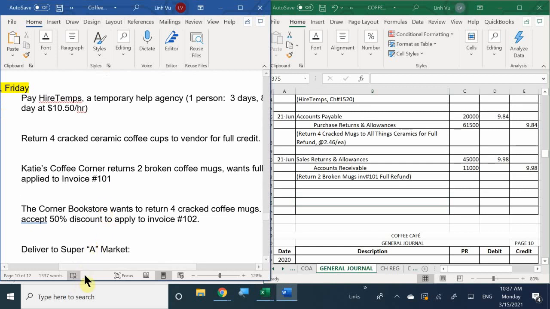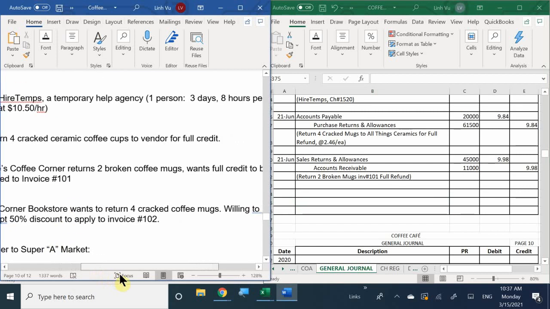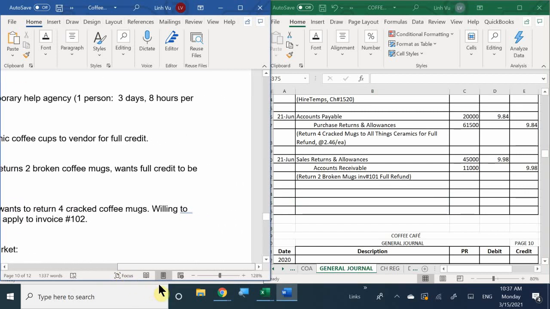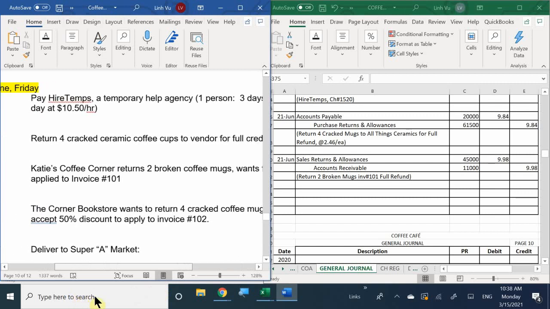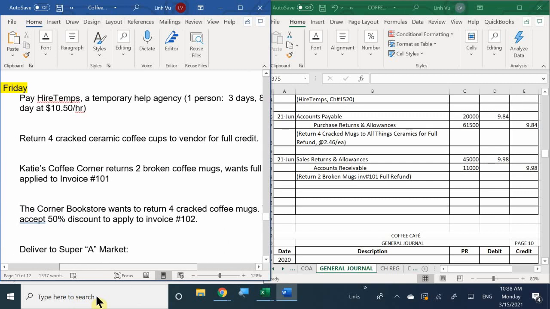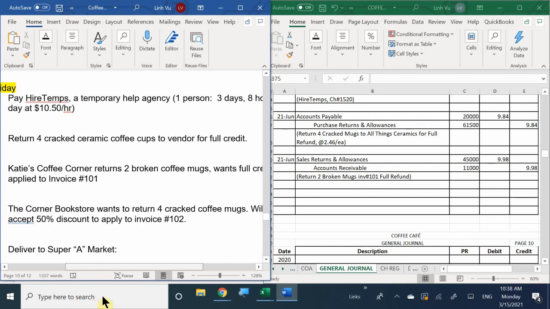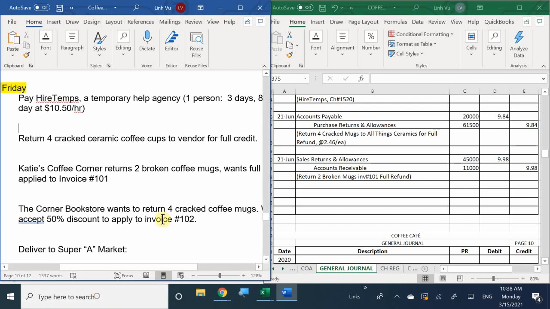The corner bookstore wants to return 4 cracked coffee mugs. Okay. What else? Applied to invoice number 102. So, Alan once again makes a mistake. That's why he's only earning 10% of his sales, not 20 or 50. Okay? So far he's not doing too good, but that's okay.